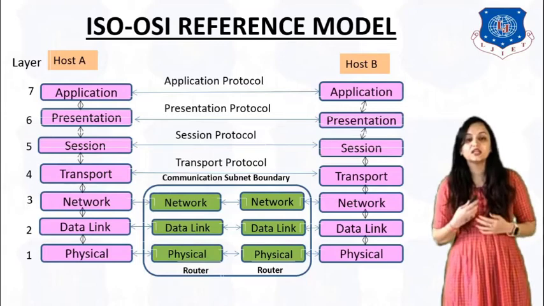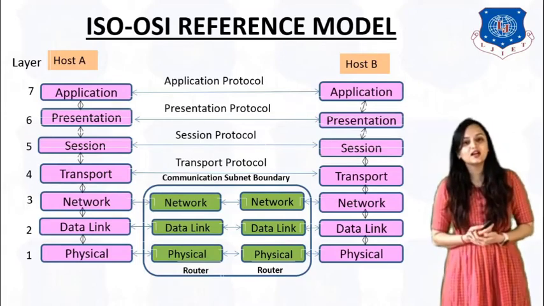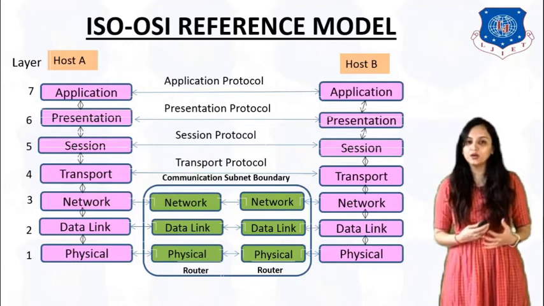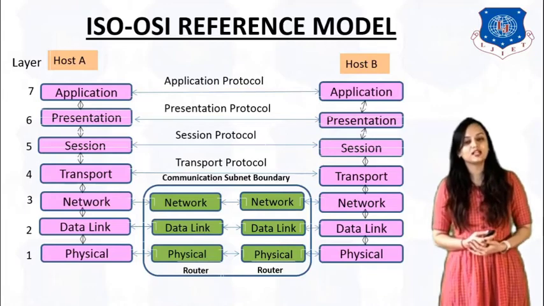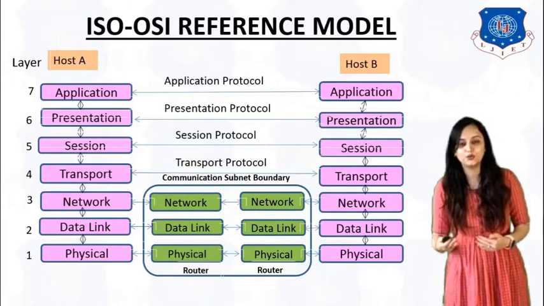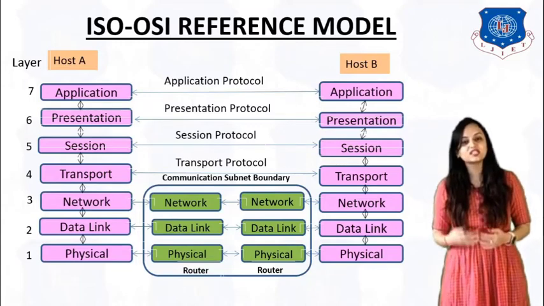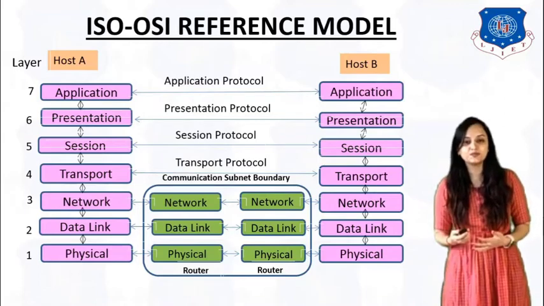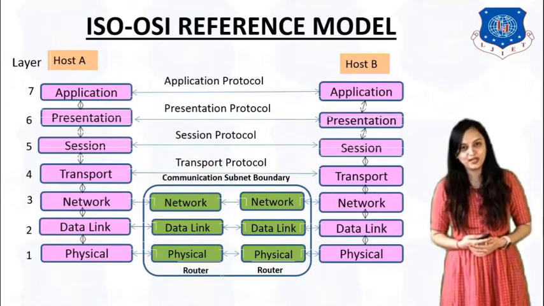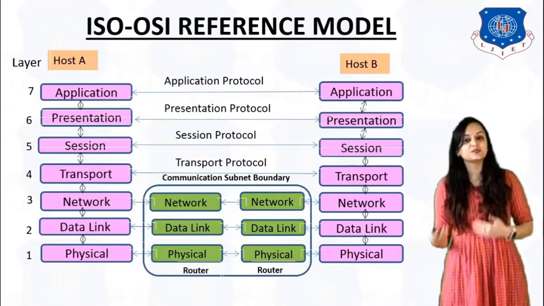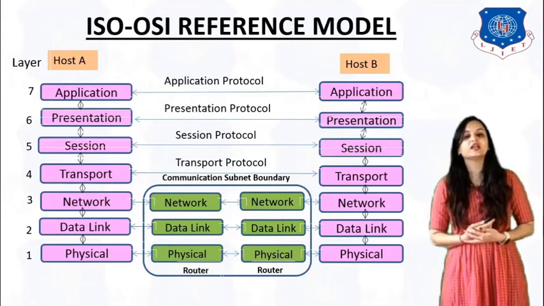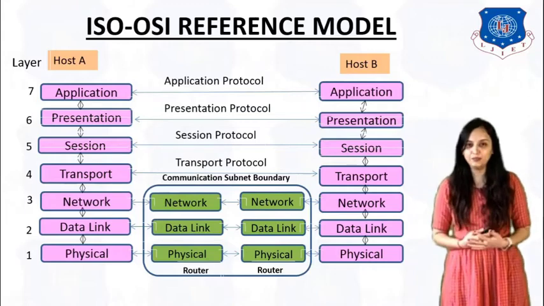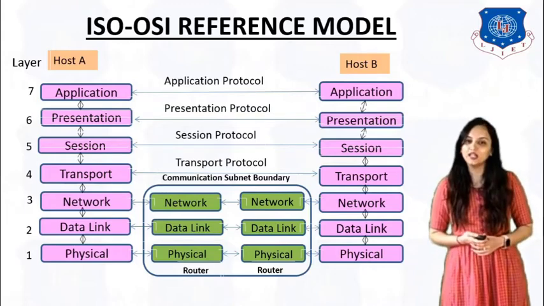Now in all of these layers, the data is in different formats. In the physical layer, the data is in terms of bits. In the data link layer, the data is in terms of frames. In the network layer, data is in terms of packets. In the transport layer, the name of the exchange unit is TPDU, the transport protocol data unit. Similarly, in the session layer, the unit is the SPDU, the session protocol data unit. In the presentation layer, it is the presentation protocol data unit, PPDU. And lastly, in the application layer, the name of the exchange data unit is the APDU, the application protocol data unit.